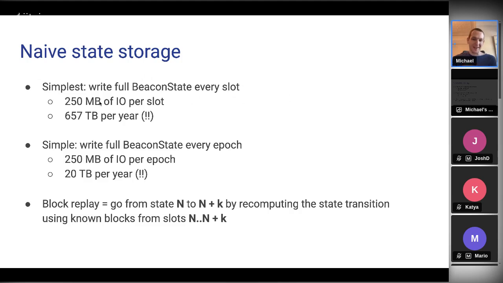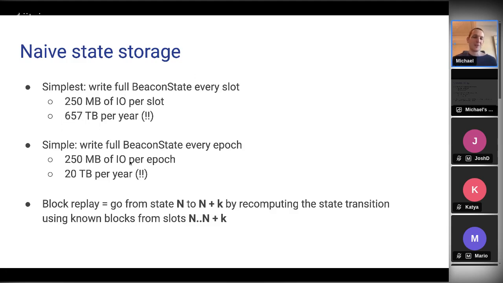These days, that would be a very expensive way of storing state, because every state is about 250 megabytes, so you have to write 250 megabytes to your SSD every 12 seconds, which is going to wear out your SSD pretty quickly. And you would also end up storing about 657 terabytes in a year doing this. That's crazy. That's larger than any disk that anyone has, and larger than any execution node, archive node, or anything that anyone complains about having to store. So we definitely can't do this.